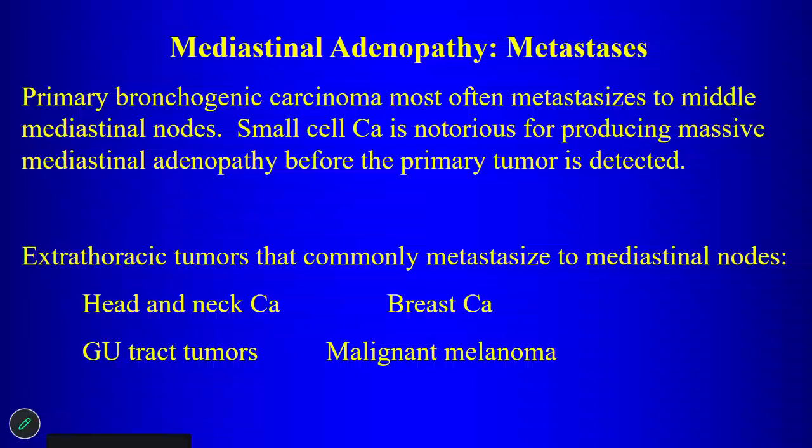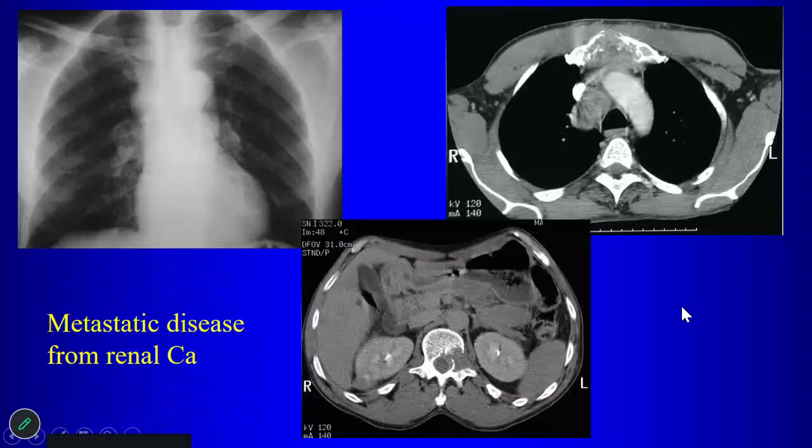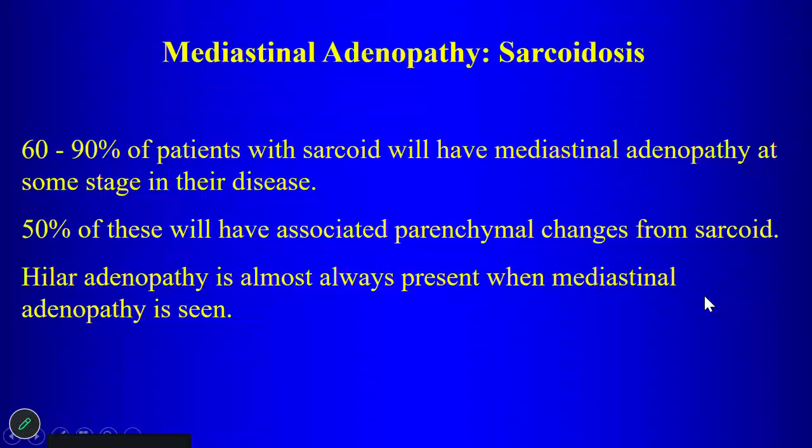There are many causes for lymphadenopathy, like metastatic disease. So these are some tumors that can metastasize to mediastinal lymph nodes, especially renal cancer that can metastasize to mediastinal and hilar nodes. Here's an example of a renal cancer here, metastatic disease to the bone. All this lymphadenopathy here was metastatic disease from the renal cancer. So renal cancers have a propensity to metastasize to mediastinal nodes.